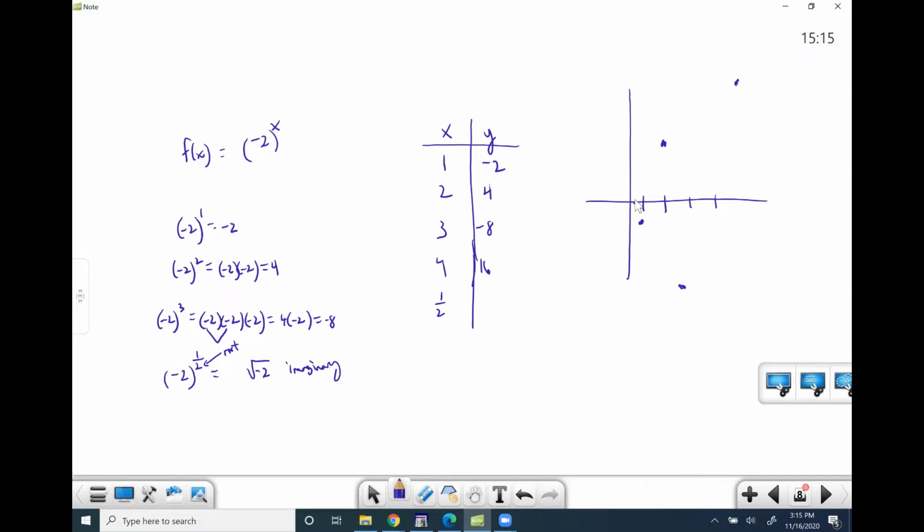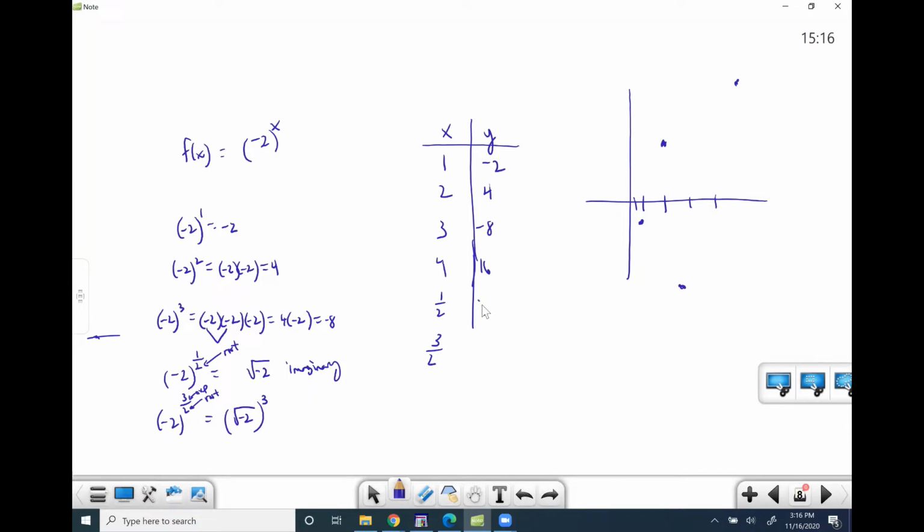So here's a half on the number line, and I'm not able to get a value out for that. So it'll be empty there. And many other values would be really hard to get. Anything like 3/2, same deal. 3/2 means that it's going to be square rooted, and then it's going to be cubed. So remember, the bottom's the root, and the top is the exponent. So again, imaginary, you guys.